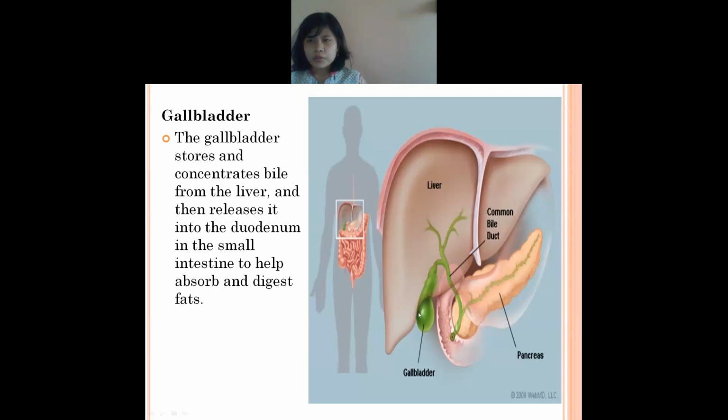Next is the gallbladder. This is the gallbladder. What does the gallbladder do? It will store and concentrate the bile juice. Remember, it is coming from the liver. The liver secretes and produces bile juice. So what will this gallbladder do? They will adjust it. You can say they will store and concentrate bile. Concentrated bile means they will make it pure.